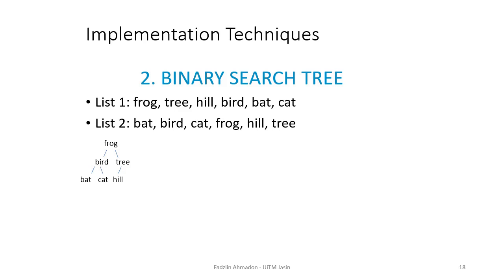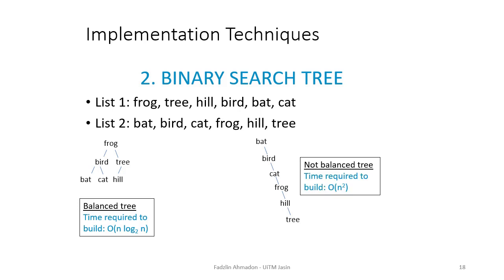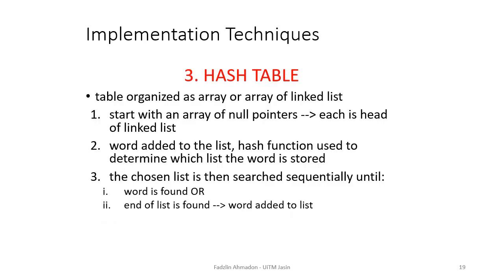So even though binary search tree is a better technique as compared to sequential search, it can still construct a tree that is not balanced. If you look at list number 2, where the list of words are bat, bird, cat, frog, hill, and tree, and you look at the search tree constructed from this list, you can see that this tree is not balanced. So even though binary search tree is a better technique than sequential search, it is not the best technique. Now, let's take a look at the third implementation technique. The third implementation technique is called hash table.